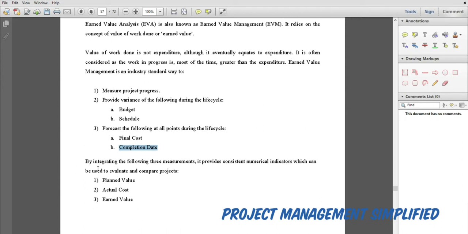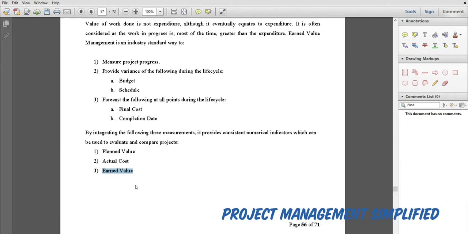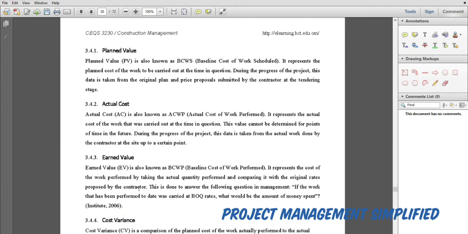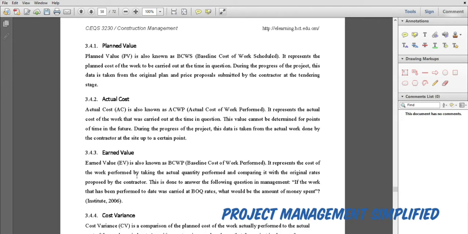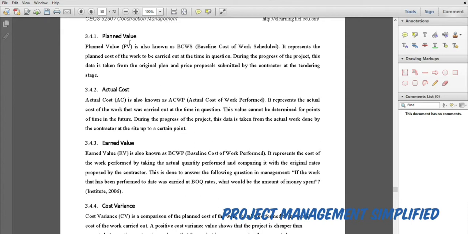By integrating the three measurements that we will talk about now, it provides consistent numerical indicators which can be used to evaluate and compare projects. We will use these measurement standards: planned value, PV, actual cost, AC, and earned value. These are the most important measures that we will use to get all this information. First of all, we will talk about the planned value, which is called PV. PV stands for planned value.